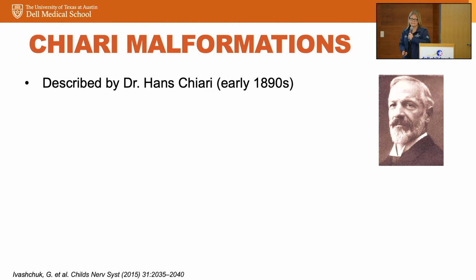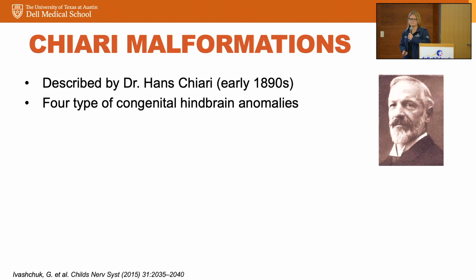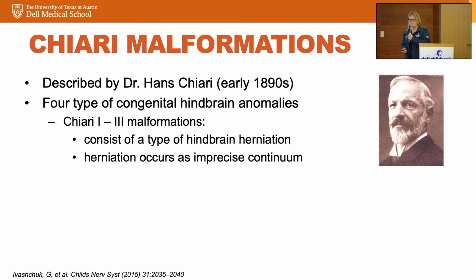Chiari back in the 1890s. There are 4 main congenital hindbrain anomalies that were described by him. The first 3, Chiari 1 through 3, they basically consist of a type of hindbrain herniation where the herniation occurs sort of as an imprecise continuum between them.